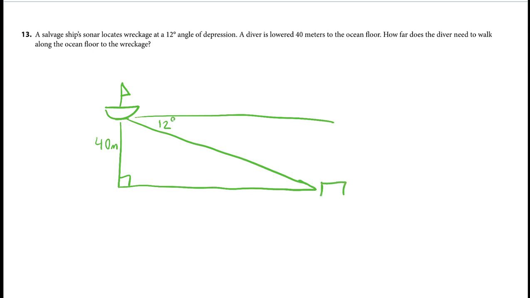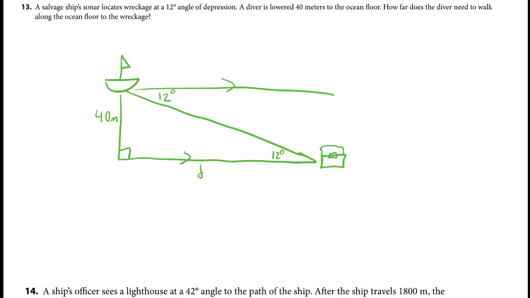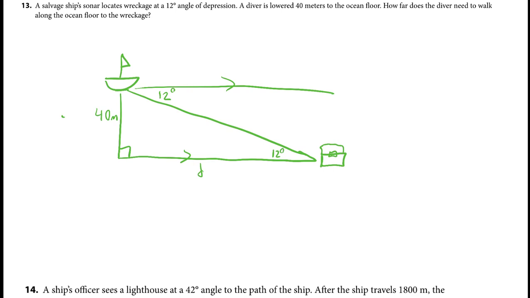So here's the treasure chest. Whoa, how do you draw a treasure chest? I don't know. There's the treasure chest. And so you're looking for this distance. Well, remember, horizontals are always parallel, so alternate interior angles. The angle of elevation and angle of depression are always the same. So really we have the opposite side, and we're looking for the adjacent. So that's TOA. That means the tangent of 12 degrees is equal to the opposite, 40, over the adjacent distance.